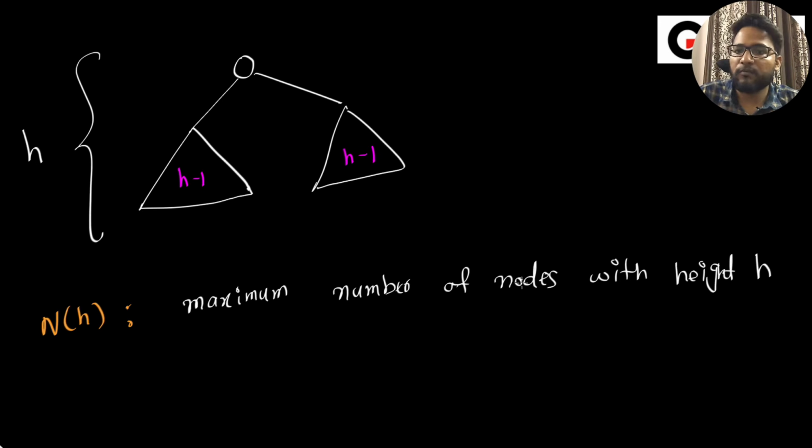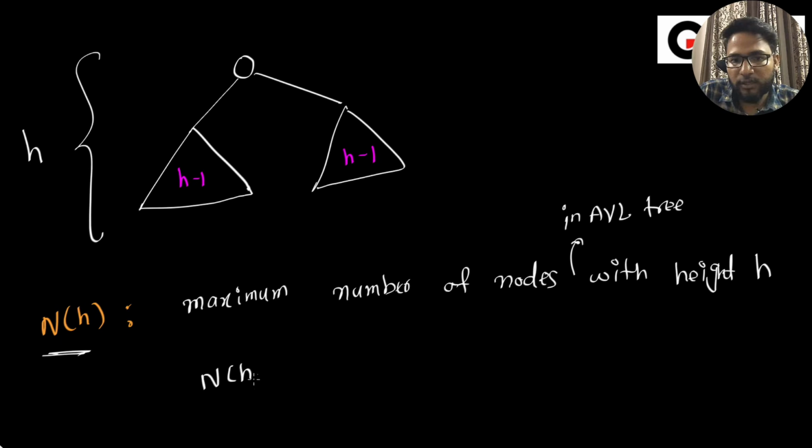Okay, maximum number of nodes in an AVL tree with height h. I'm always talking about AVL trees in this lecture. So N_h is the maximum number of nodes in an AVL tree with height h, which means I'm interested in finding out this N_h. And I will do it recursively. Actually, I know the answer.